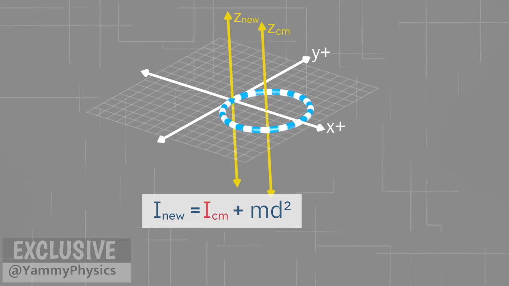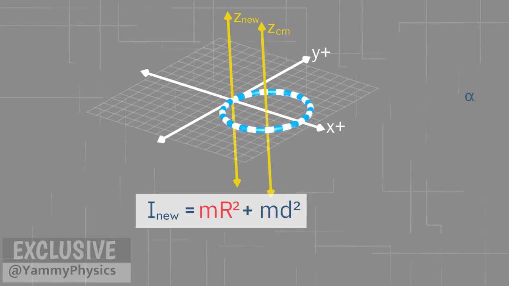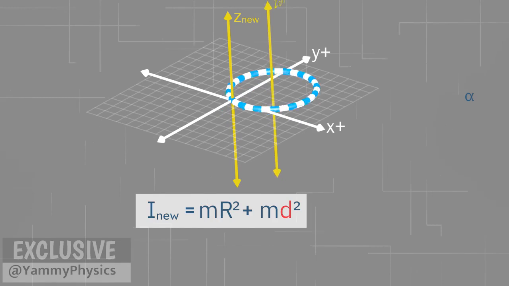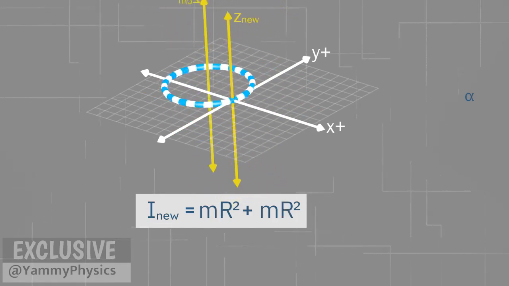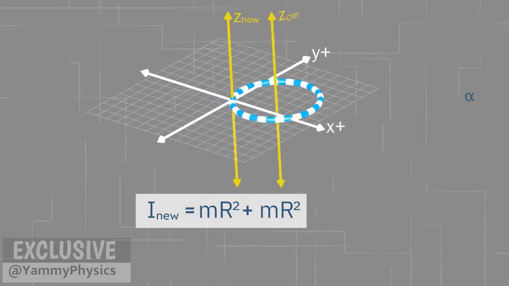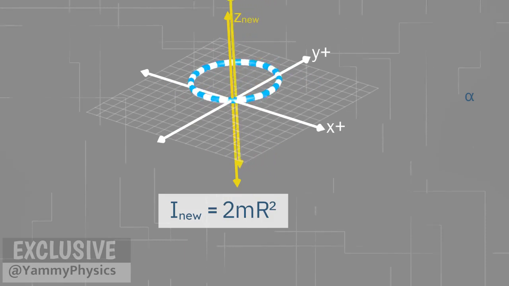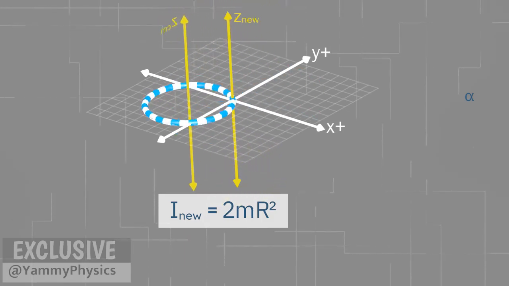The axis of moment of inertia mr squared is the axis through the center of mass. On the surface of the Earth, the center of mass and the center of gravity coincide. The distance between the two axes is r. Thus, a ring rotating like this has a moment of inertia of 2mr squared. We can substitute this value into our equation.